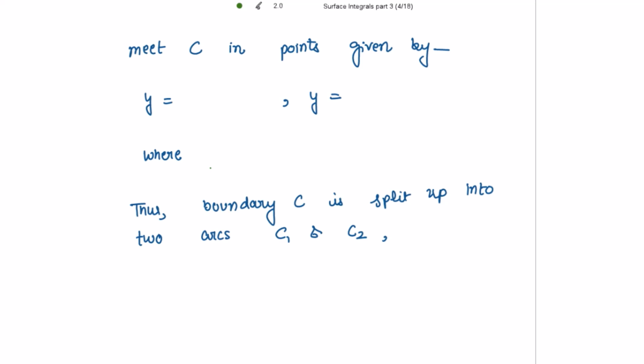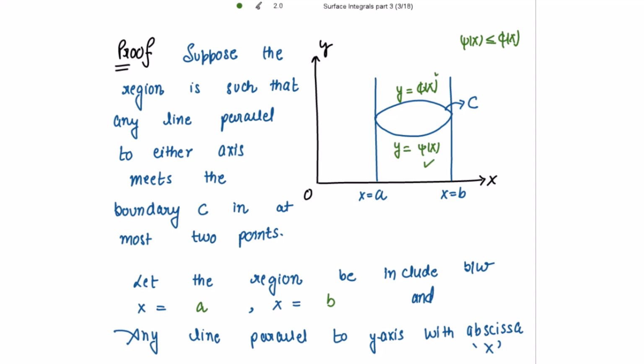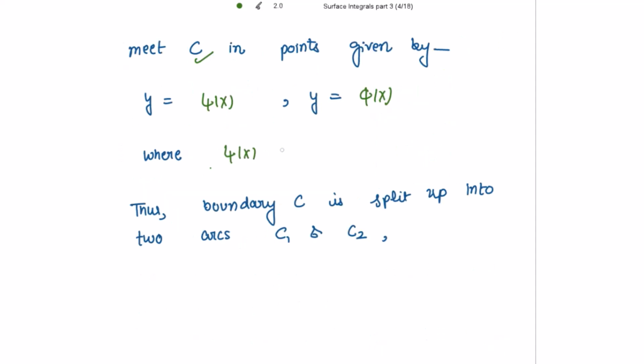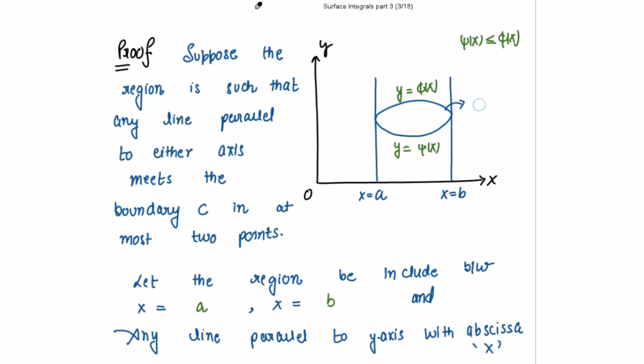Now any line which is parallel to the y-axis meets the curve C in at most 2 points, which are given by y equal to xi(x) and y equal to phi(x), where xi(x) is less than or equal to phi(x). Thus, the boundary C is split up into two arcs C1 and C2. Here we can split this boundary C into two arcs: this one from A to B, let this be the arc C1, and the other one from B to A in this direction, let this be the arc C2.